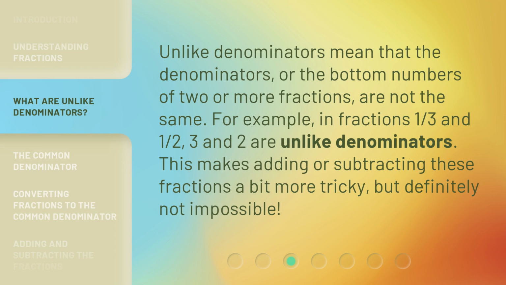Unlike denominators mean that the denominators, or the bottom numbers of two or more fractions, are not the same. For example, in fractions 1/3 and 1/2, 3 and 2 are unlike denominators. This makes adding or subtracting these fractions a bit more tricky, but definitely not impossible.